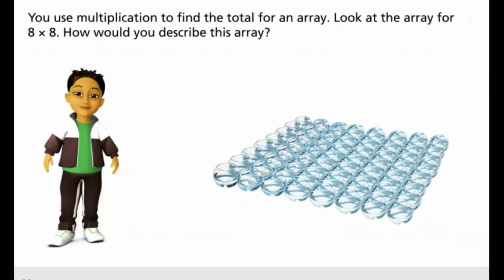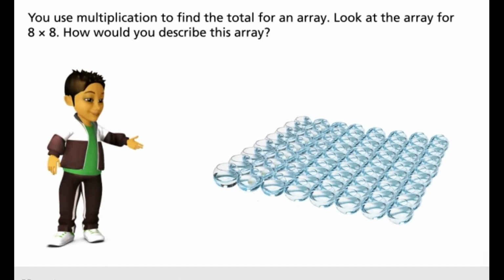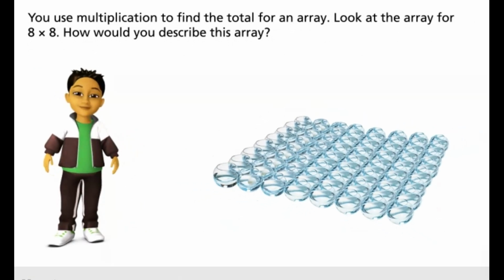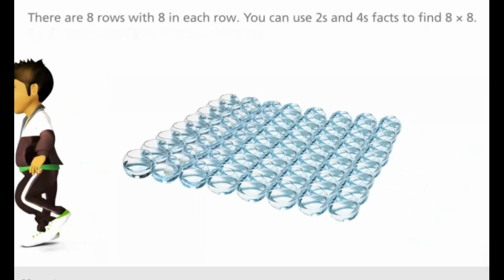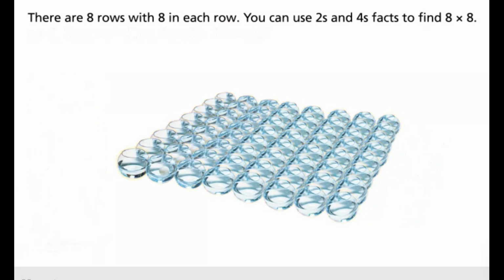You use multiplication to find the total for an array. Look at the array for 8 times 8. How would you describe this array? There are 8 rows with 8 in each row. You can use 2's and 4's facts to find 8 times 8.